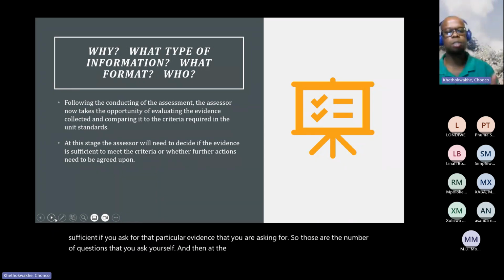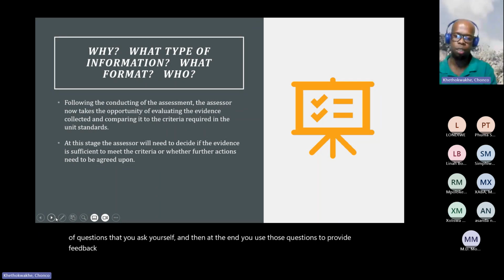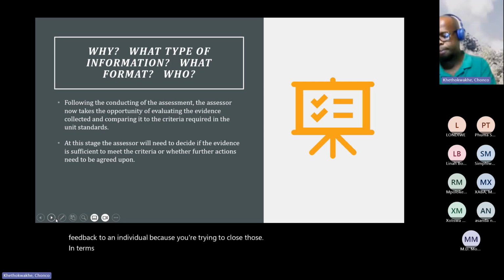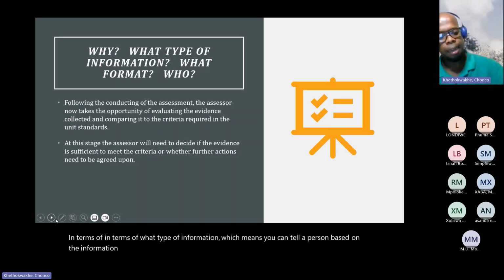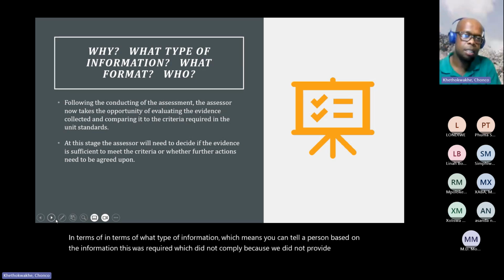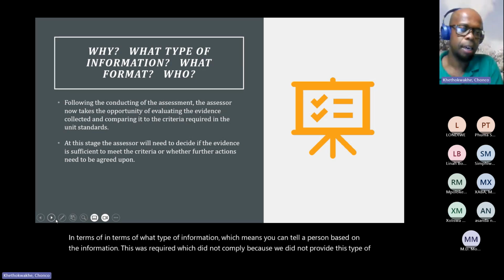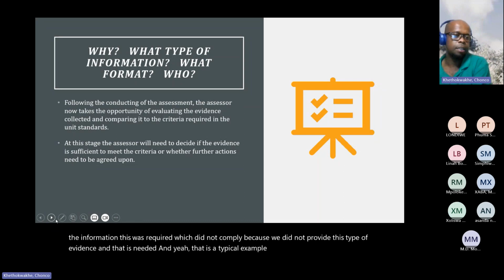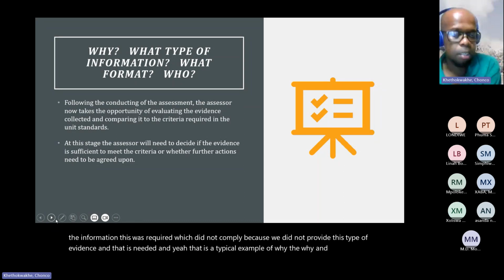you use those questions to provide feedback to an individual, because you're trying to close those sections in terms of what type of information. This means you can tell a person, based on the information that's required, you did not comply because you did not provide this type of evidence that is needed. Yeah, that is a typical example of the why, the what, and the who in terms of looking into assessment.